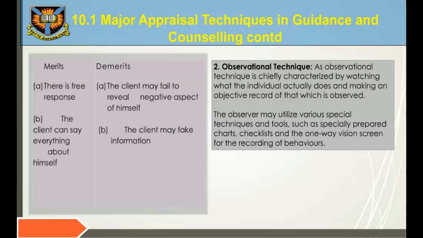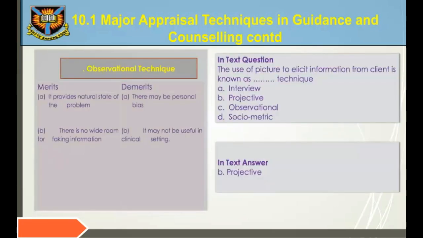2. Observational technique. Observational technique is chiefly characterized by watching what the individual actually does and making an objective record of that which is observed. The observer may utilize various special techniques and tools, such as specially prepared charts, checklists, and one-way vision screen for the recording of behaviors. The merits. It provides natural state of the problem. There is no room for faking information. The demerits. There may be personal bias. It may not be useful in clinical setting.